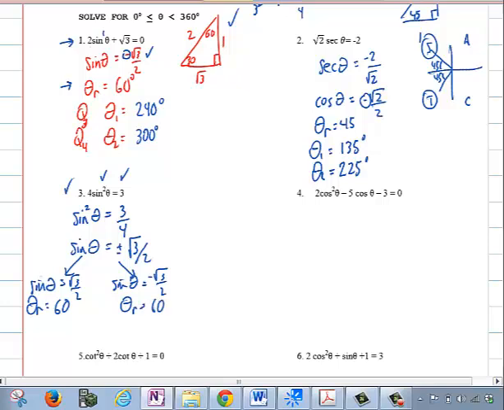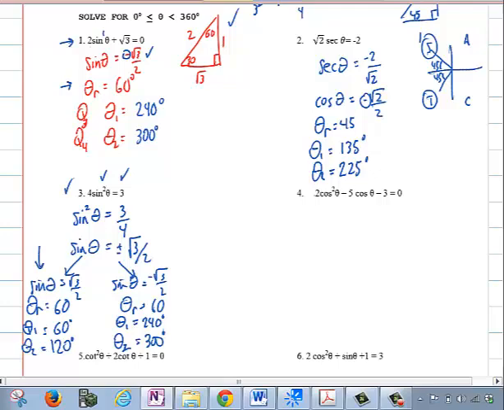Because sine is positive for this solution, theta 1 and theta 2 will be first quadrant, 60, and second quadrant, because sine is positive, that'll be 120. For this one over here, theta 1 will be equal to 240 degrees, because that's quadrant 3, and the other angle will be 300 degrees, because you're in quadrant 4.